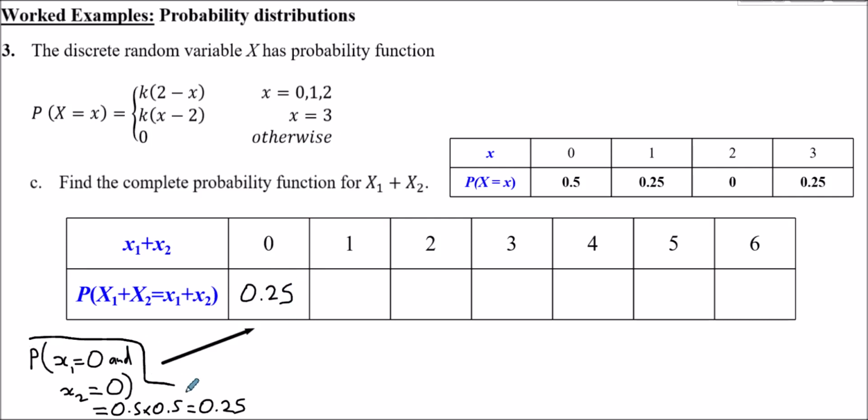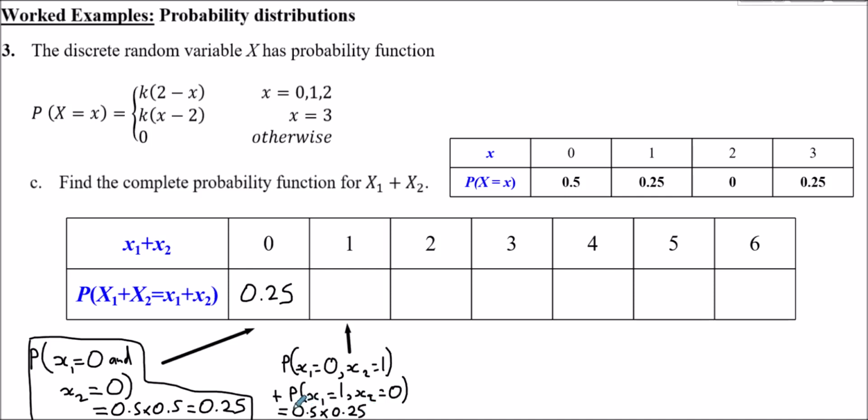The next one, probability of them added together is equal to 1. So here, for the next one, there's two ways that can happen. And so this is going to be the probability for x1 is 0, x2 is 1, plus the probability for x1 is 1 and x2 is 0. So if we add these two together, x1 being 0 is 0.5. Then x2 being 1 is 0.25. Then it'll be the same value the other way around. 0.25 times 0.5 is the same, so it's just this thing here multiplied by 2 essentially. And so that's going to give us, again, 0.25.